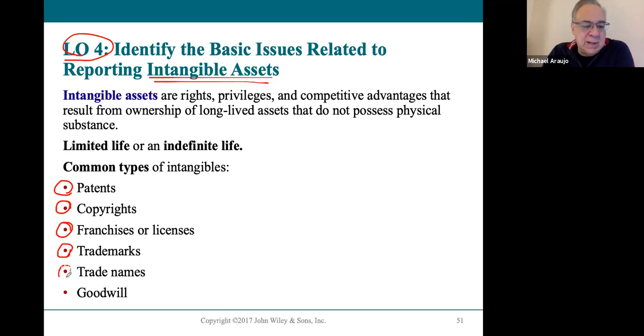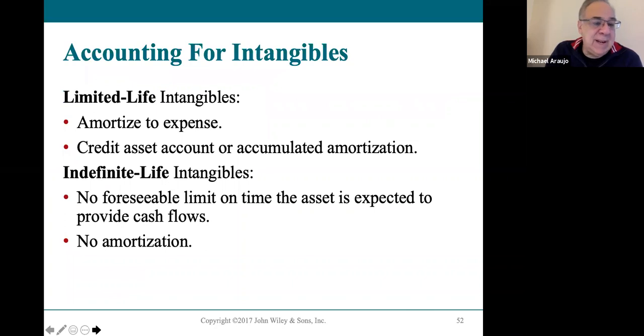Some companies want to have a trade name, so instead of blowing your nose with a tissue, you're going to get a Kleenex. The Kleenex is a trade name. So there's things like that, and then I'll explain something called goodwill as an intangible asset as well. It's great.